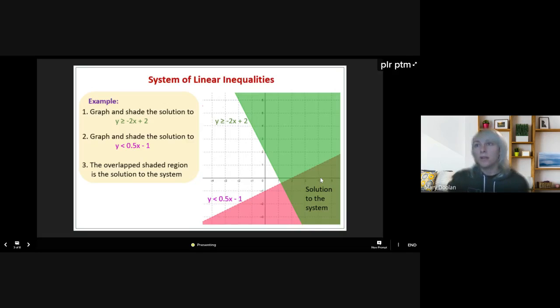So, for example, the ordered pair (4, 0) is a solution to the system. The ordered pair (5, -3) is a solution to the system. The ordered pair (2, -1) is a solution to the system. Okay, we can choose points that are on this line because it's solid. We cannot choose points that are on this line because it's dashed. We have to choose something slightly below it.